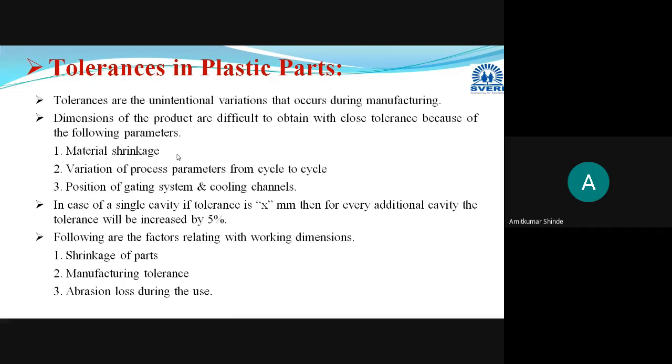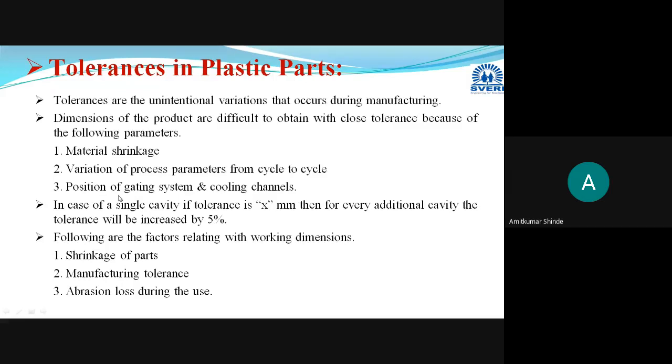And why is it happening? Due to the material shrinkage, or due to some change in the process parameters from cycle to cycle. There may be slight changes in the temperature, or slight change in the pressure, that may change the dimensions of the final product. And the third parameter which will affect the dimensions of the final product will be the position of the gating system.